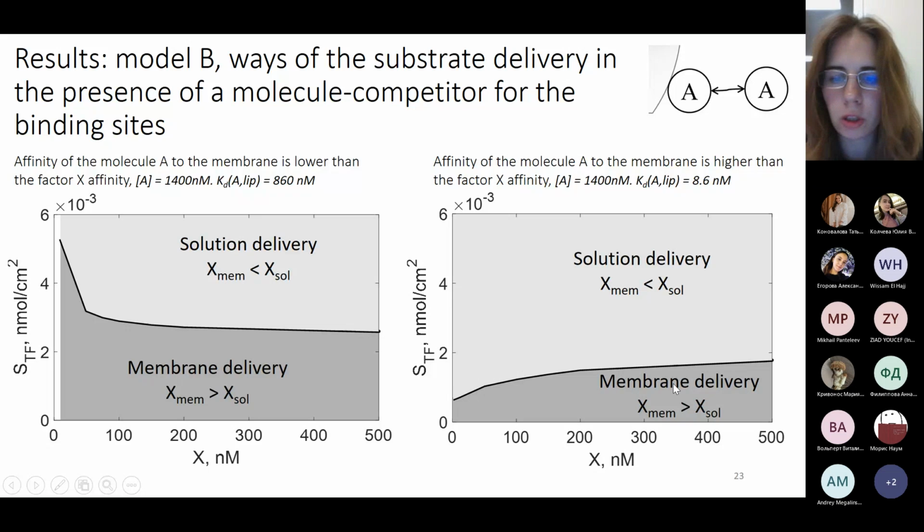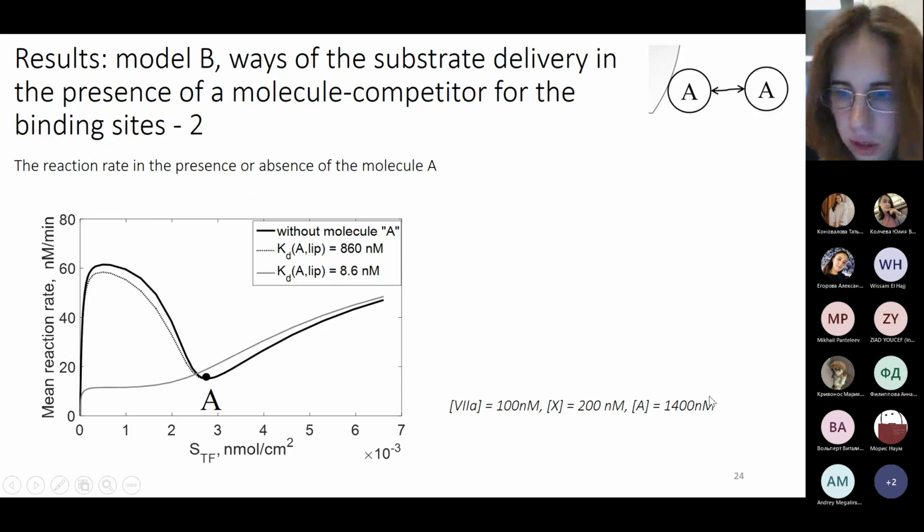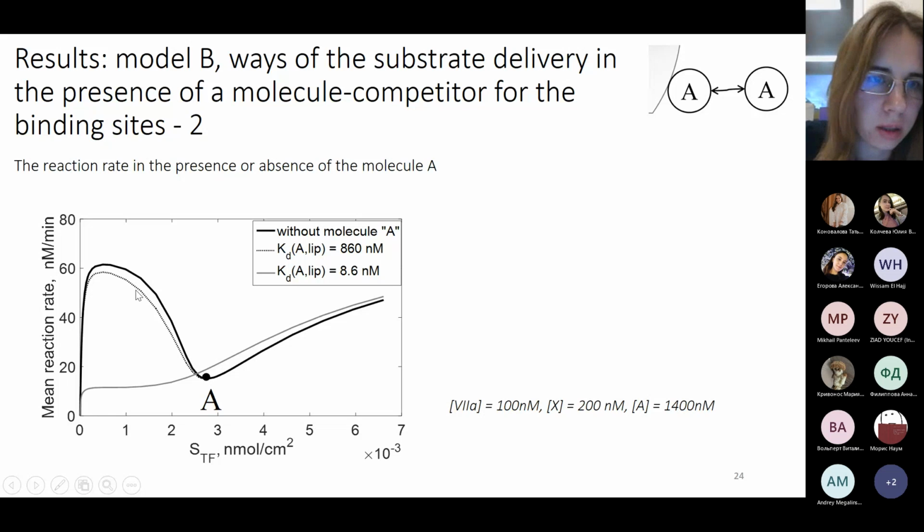The membrane delivery pathway is predominant for lower tissue factor concentrations than it was in this situation. Only if molecule A has higher affinity than factor 10 to the membrane surface does it change the reaction mechanism. We calculated the reaction rate in presence and absence of molecule A, with all other concentrations constant, for a variety of tissue factor surface densities. We found out that for low tissue factor surface densities, where substrate delivery from the membrane is predominant, only if molecule A has low affinity to the membrane is the decrease of the reaction rate substantial, but when its affinity is higher than the affinity of factor 10, the situation is almost unchanged.